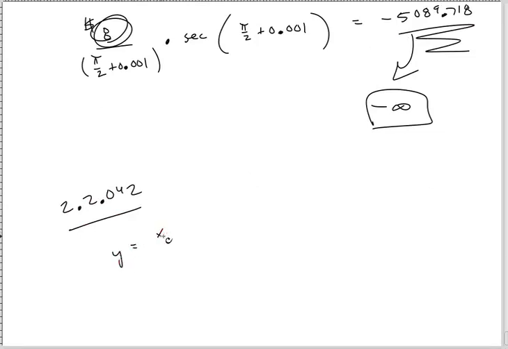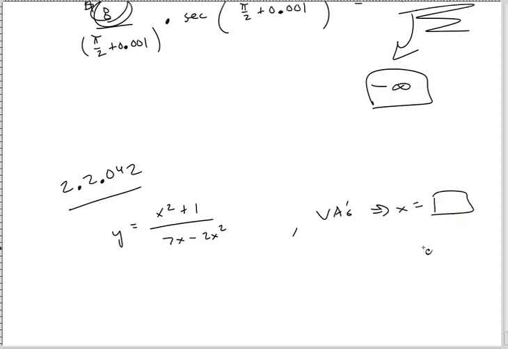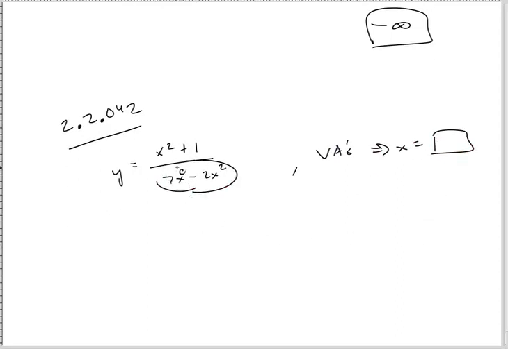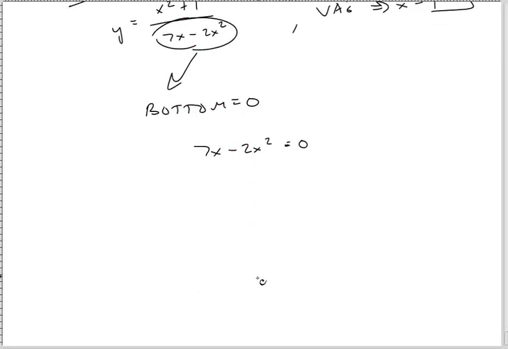So 42.42. Y is equal to x squared plus 1 all over 7x minus 2x squared. And they want to know what the vertical asymptotes are. So how do you find a vertical asymptote? You take the bottom and set it equal to 0. So 7x minus 2x squared is equal to 0. And then you start solving.